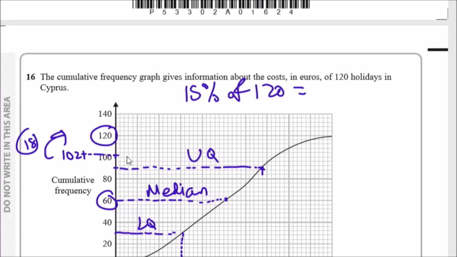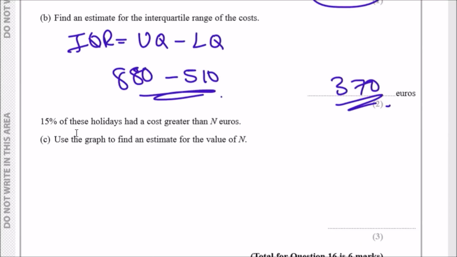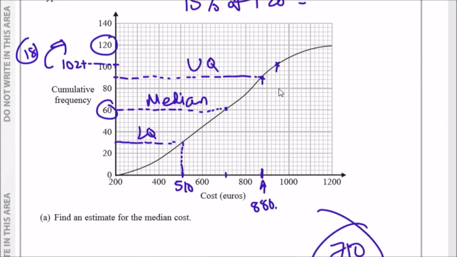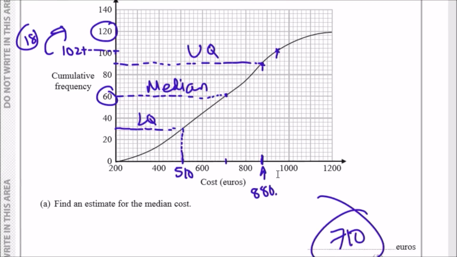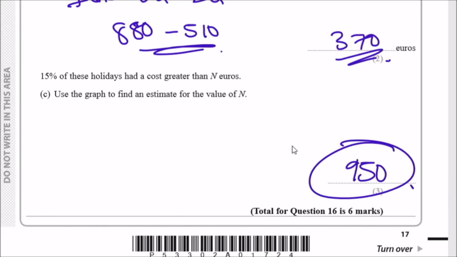So what I'll do, I'll drag this line across, and it should cut around there. Perfect. So let me just mark an X there. And now we just go down. So this will tell us the value of n, the n euros. So use the graph to find an estimate for the value n. If we drag it all the way down, I think it's bang in the center actually from here. This is 900. This would be about 950. Yeah. So the last expensive holidays, maybe Dubai or something, will be 950 euros.